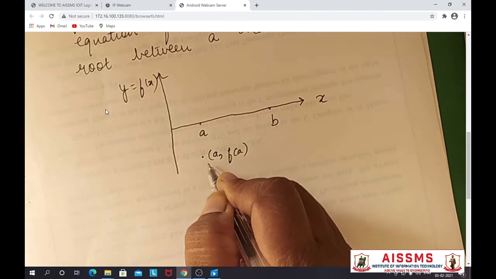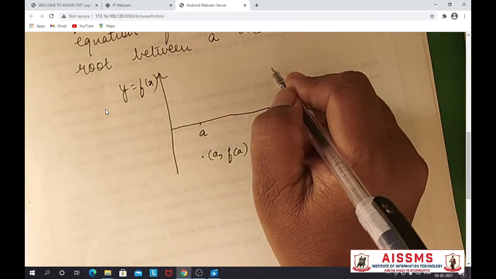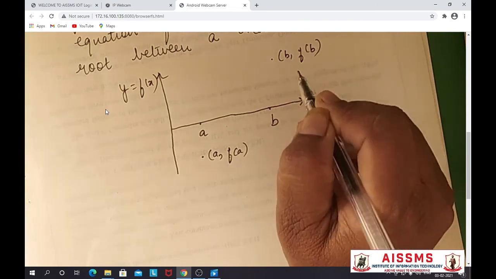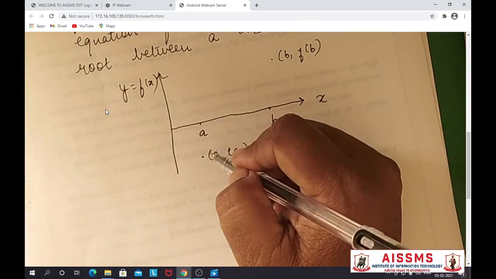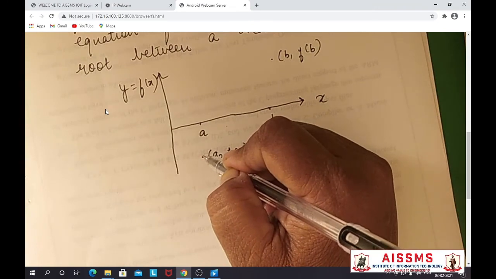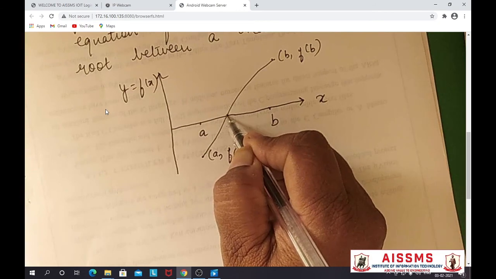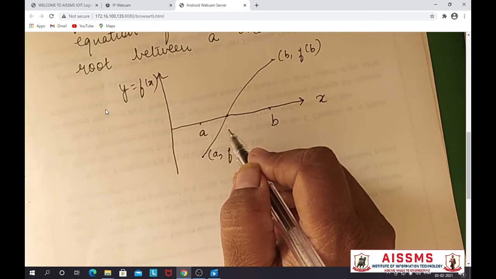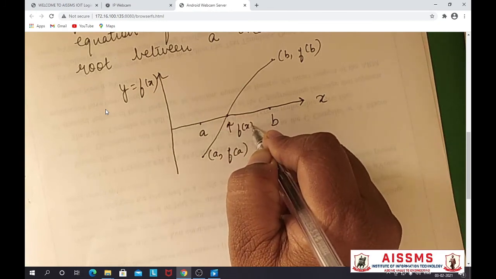F of a is negative. You have a point over here b comma f of b. F of b is positive. And if you join this function, you will see that it intersects the x-axis over here. That means at this point, f of x is 0. At this point, f of x is equal to 0. That means it is the root of the equation.